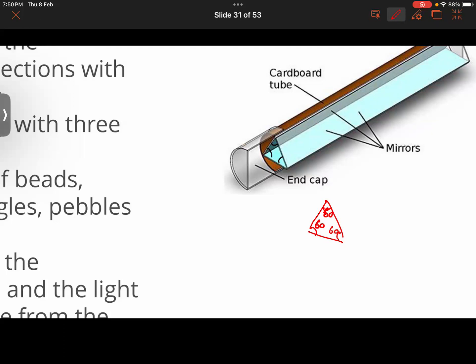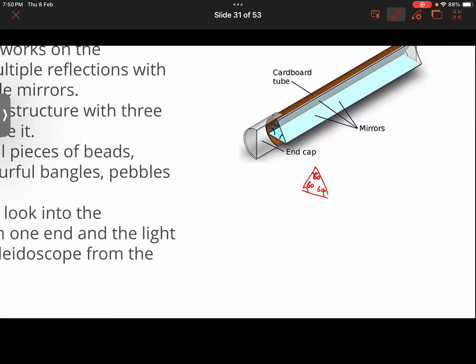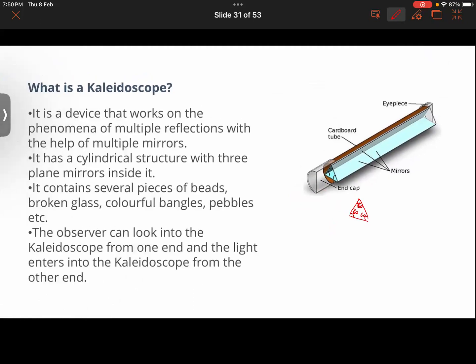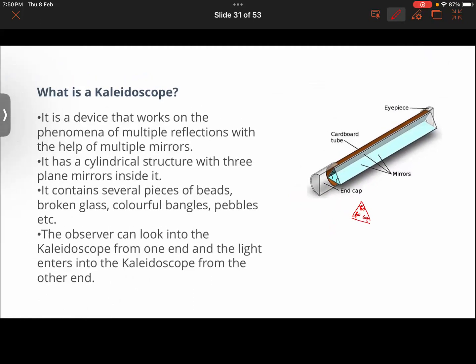So basically, what is happening here? You will be having a structure like this. This is the eyepiece, and this is the end cap. The outer structure is actually cylindrical, but inside the plane mirrors are inclined to each other in such a manner that it looks triangular. So it is a device that works on the phenomenon of multiple reflection with the help of multiple mirrors.